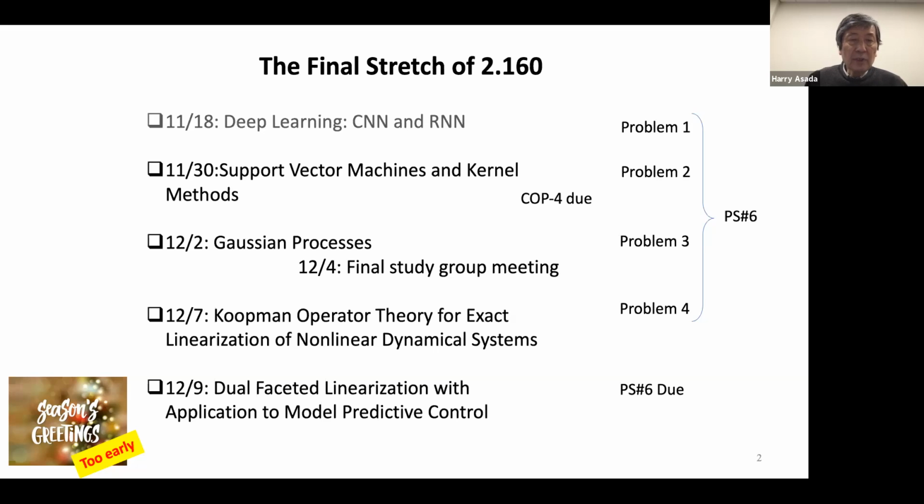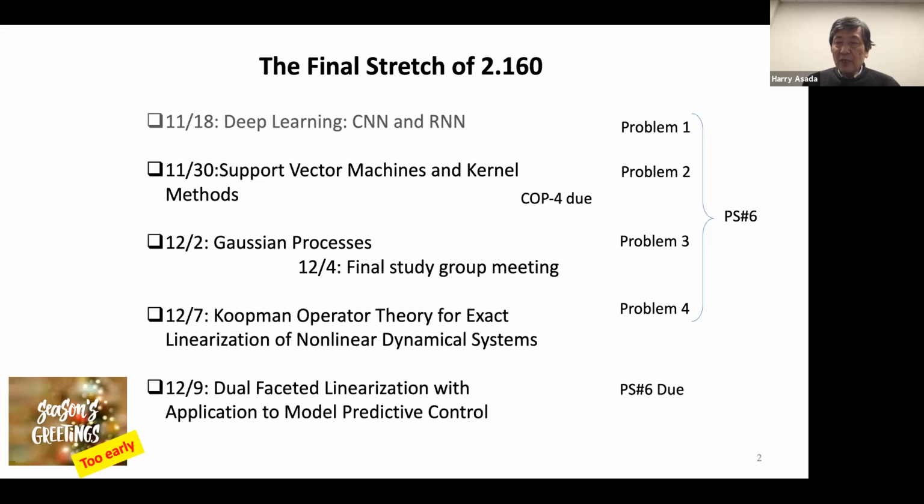We discussed deep learning, the CNN, and recurrent network last time. That will be covered in PS number 6, which is the last one, just posted today. Today's topic is support vector machines and kernel methods. Going to next week, Gaussian processes and Koopman operator theory for exact linearization of nonlinear dynamical systems. We conclude this course with the final lecture on dual-faceted linearization with application to model predictive control.